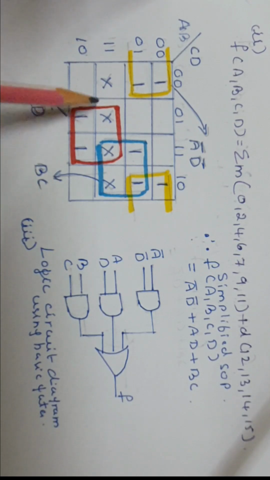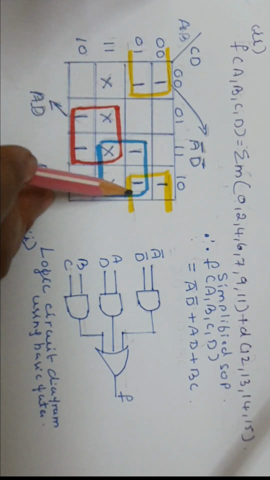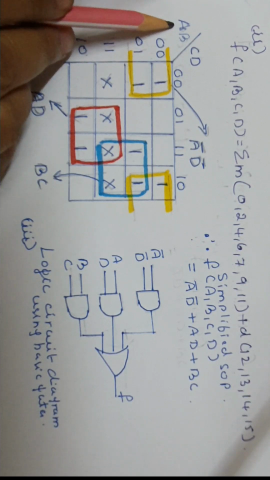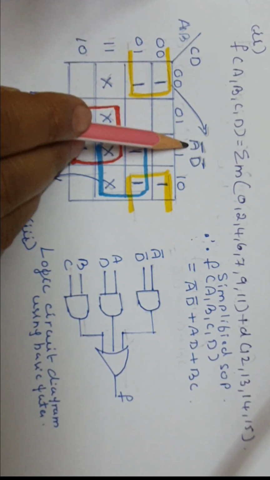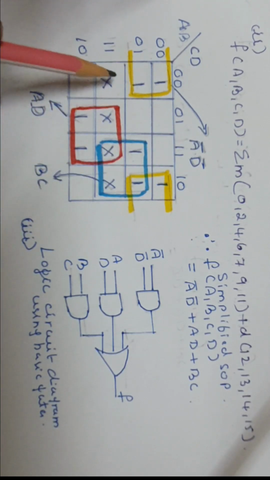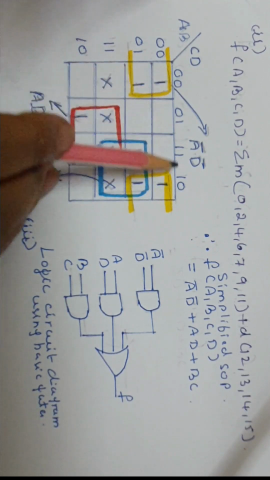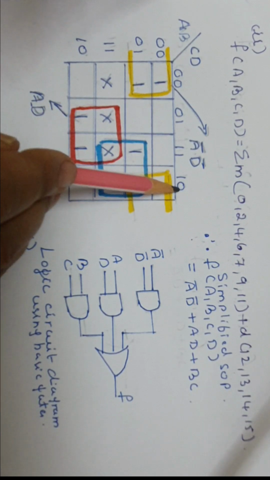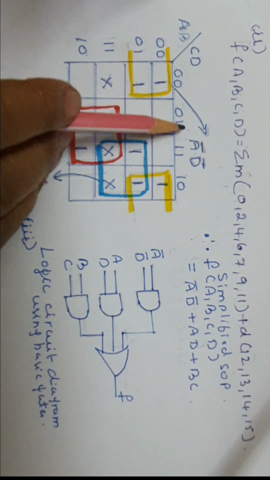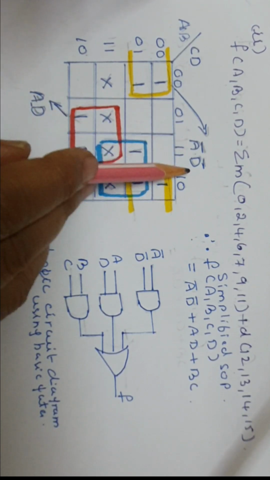That term you have to write. So in this group, these two members are covered in these two rows. 0, 0, 0, 1. This first 0 which corresponds to A, that is common. Hence A bar. And these two 1 which are the members of first group, they are covered in these two columns. Here 0, 0, 1, 0. The second 0 is common with respect to D. Hence D bar. Okay. So for group 1, row wise and column wise, what are common we have written.